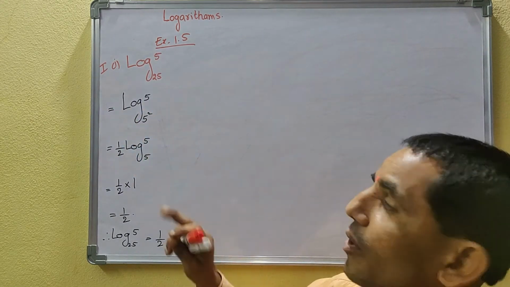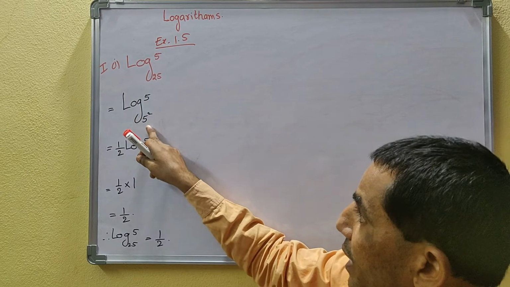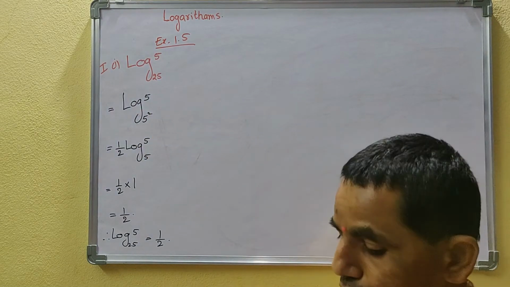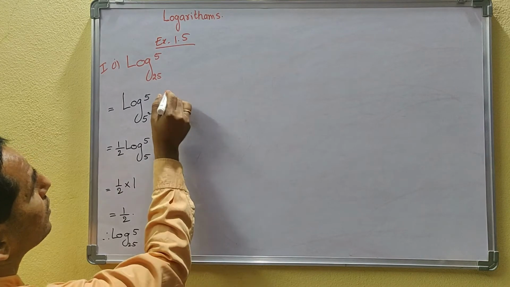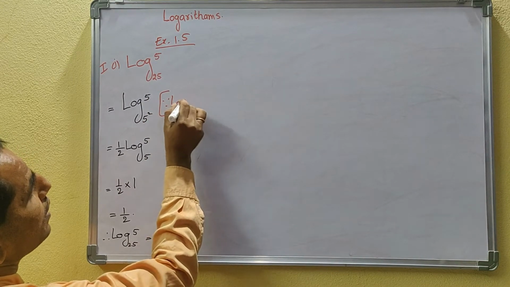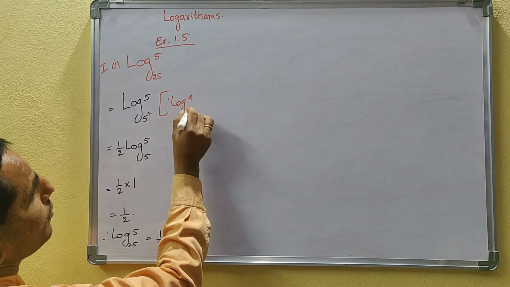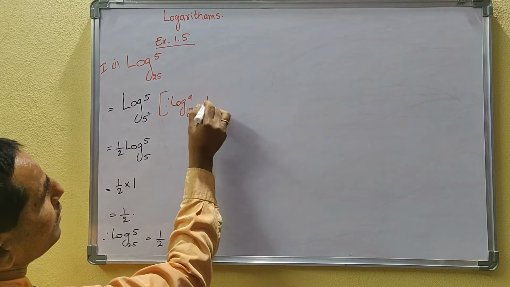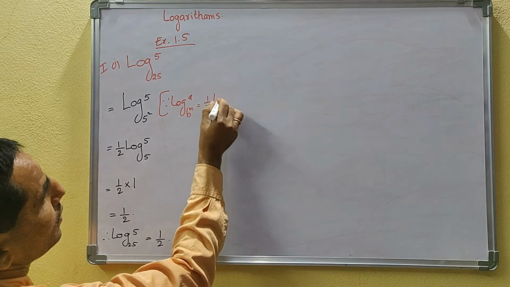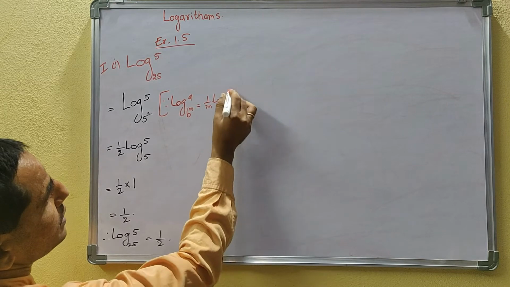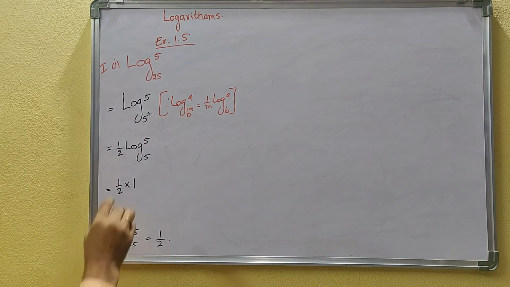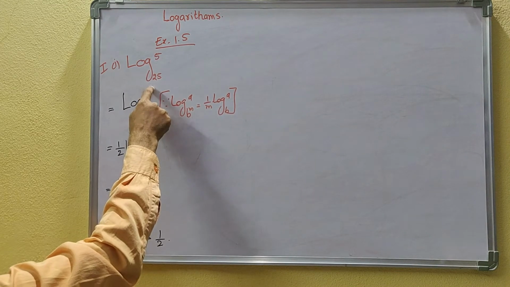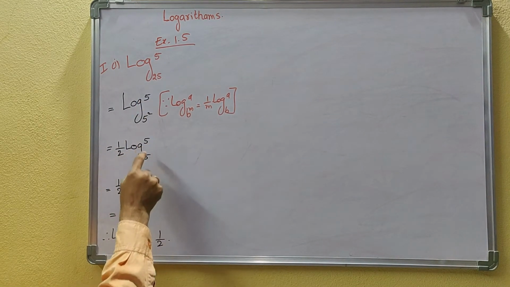So we have one formula, log a base b to the power of m. I will write that formula here: log a base b to the power of m is equal to 1 by m into log a base b. This is the formula for solving the question. So here, 5 to the power of 1 means 1 by 2 into log 5 base 5.